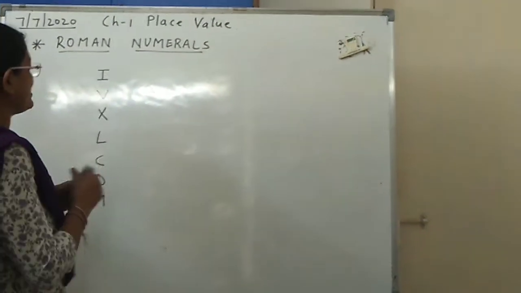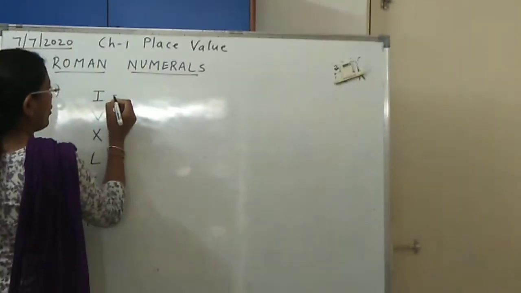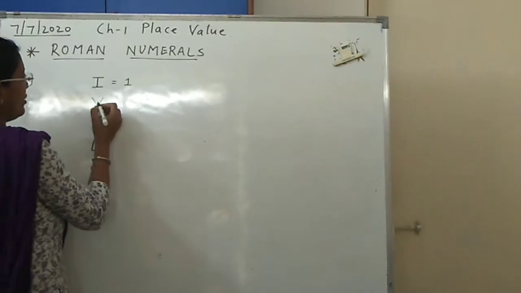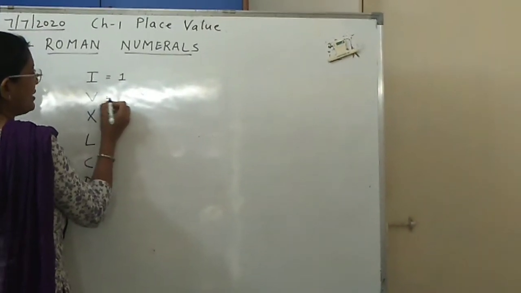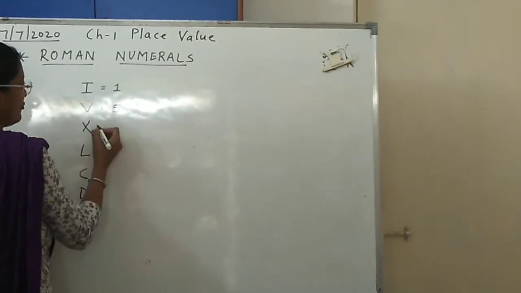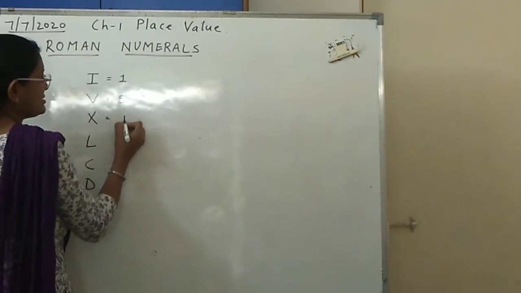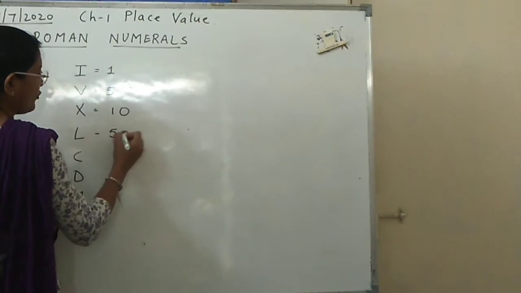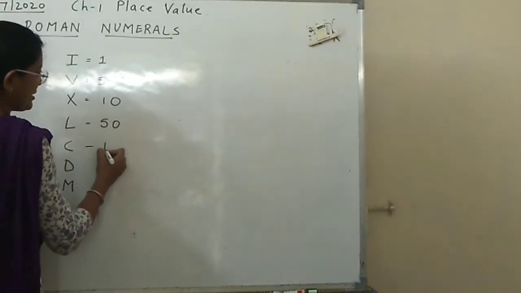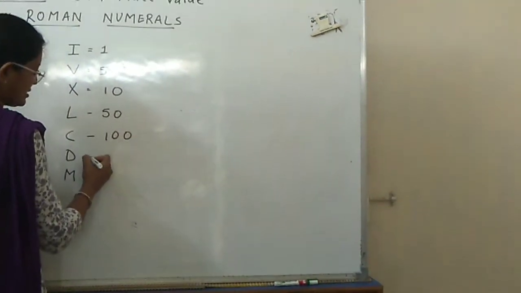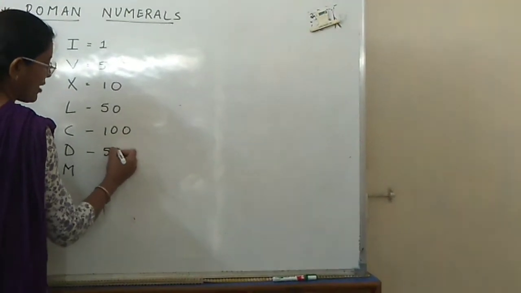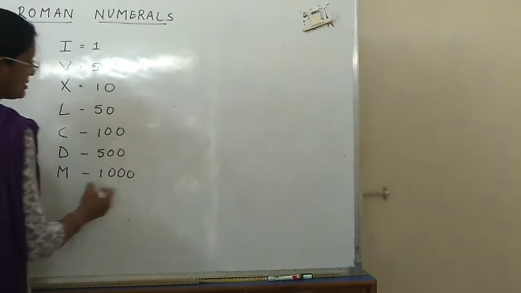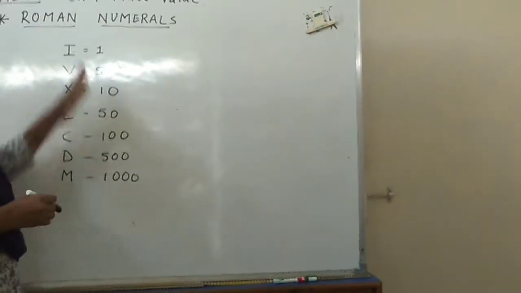I means 1. V means 5. Then X means 10. L means 50. C means 100. D means 500. And M means 1000. See, it is very easy to remember.